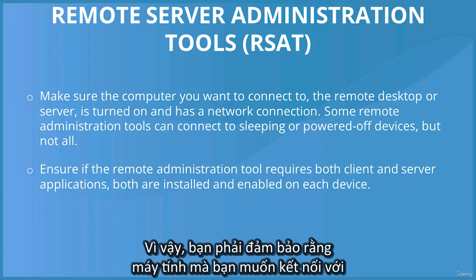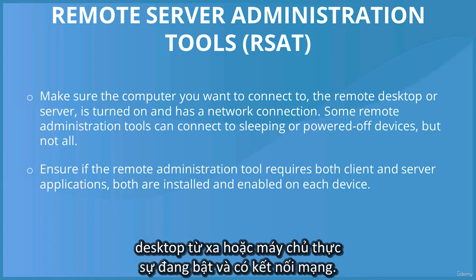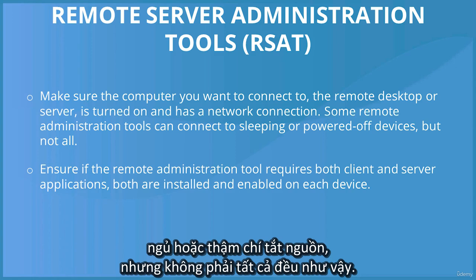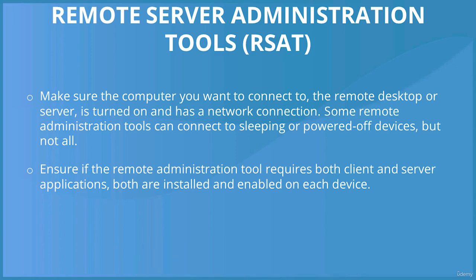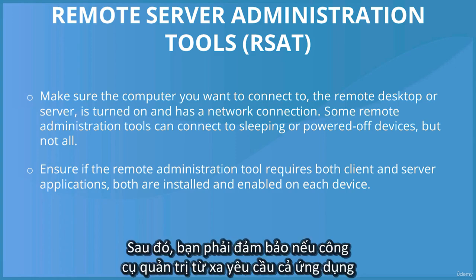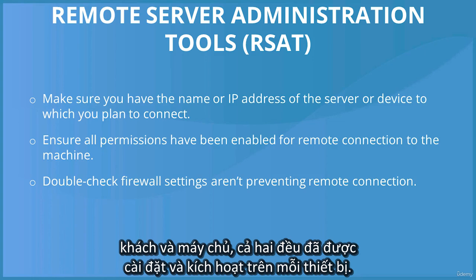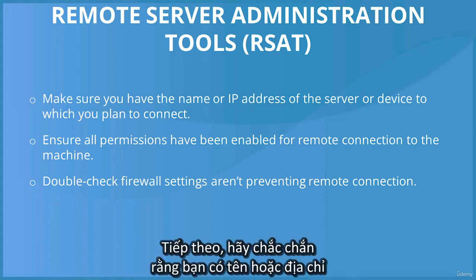You've got to make sure the computer that you want to connect to, the remote desktop or server, is actually turned on and has a network connection. Some remote administration tools can connect to sleeping or even powered off devices, but not every single one of them. Then you've got to ensure that if the remote administration tool requires both client and server applications, both are installed and enabled on each device. Then make sure that you have the name or the IP address of the server or device to which you plan to connect.